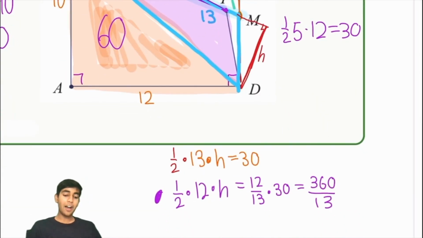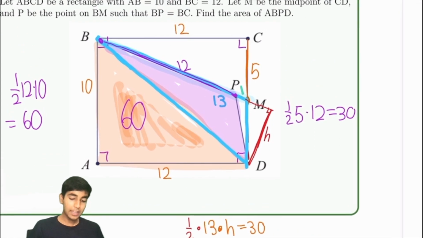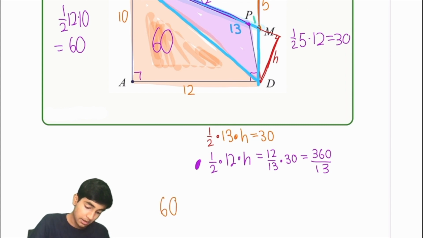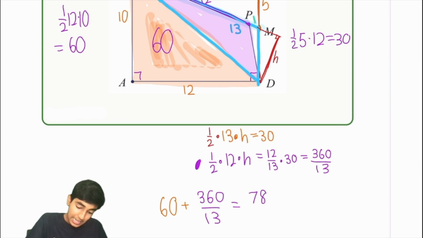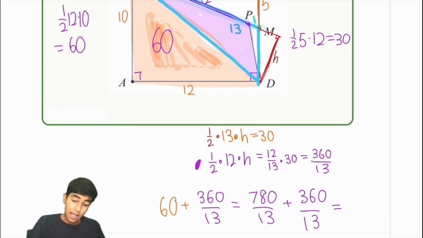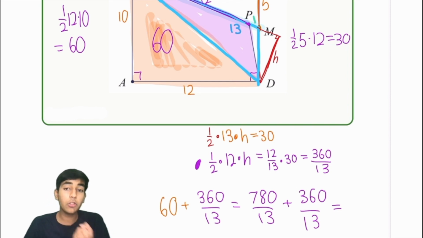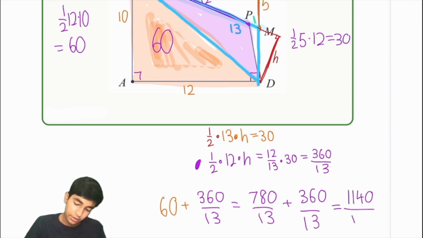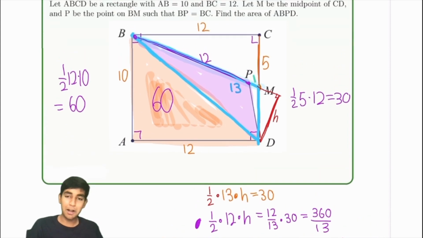So we now know the area of the purple triangle. So what is the area of the quadrilateral? The sum of the areas of the orange piece, which was 60, plus the purple piece, which was 360 by 13. And now we just add fractions. This is 780 by 13 plus 360 by 13. A quick way to do this is 780 is 800 minus 20. So 800 plus 360 minus 20, which is 1160 minus 20, 1140 over 13. And that's our answer. A great problem, isn't it?